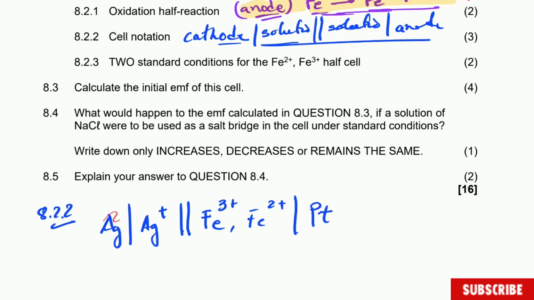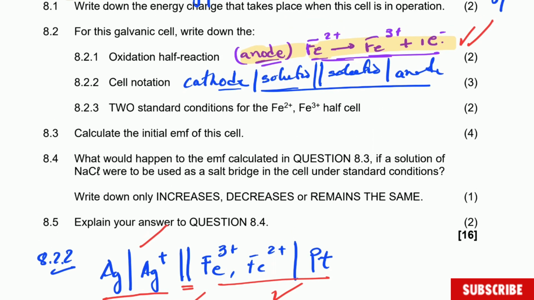And let me tell you something, it's very easy to get marks here, guys. This line here will get 1 mark, the salt bridge will have another mark, and then the rest have another mark. It's 3 marks for that easy question.